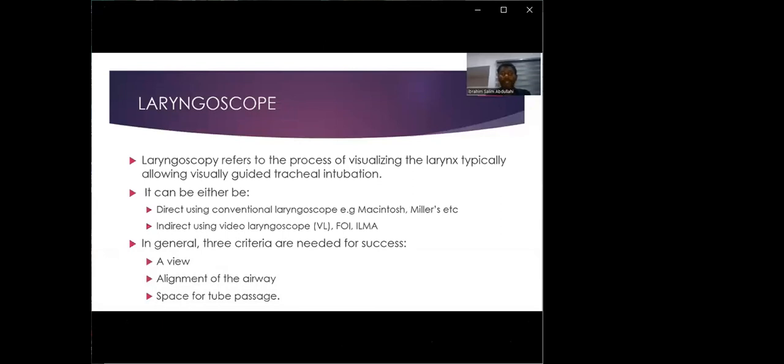So the alignment, especially, yes, the alignment, because we have the oral axis, the pharyngeal axis, and the laryngeal axis. So in positioning, we are trying to align these axes in a single plane. That will enhance the view of the vocal cords, particularly when using direct laryngoscopy, because you are trying to create a line of view from your eyes, as the laryngoscopist, to the larynx. So you are creating a view.